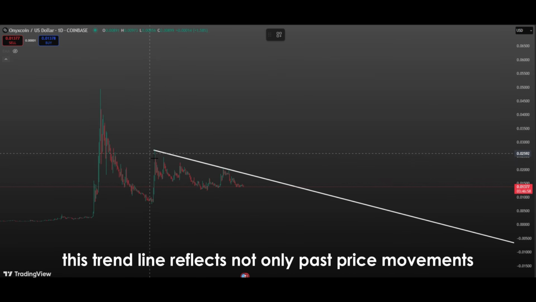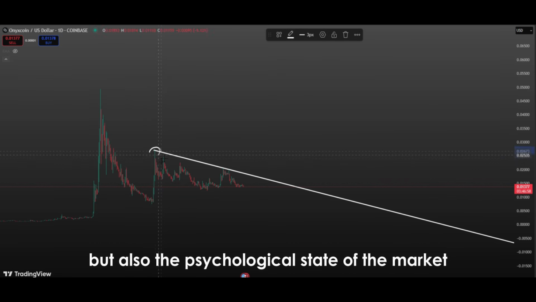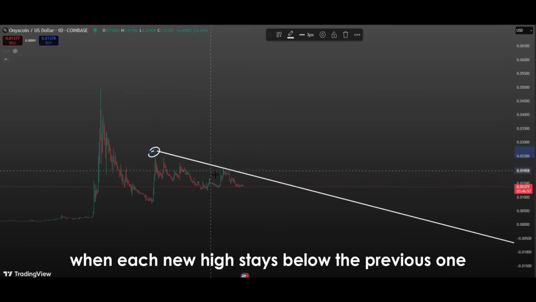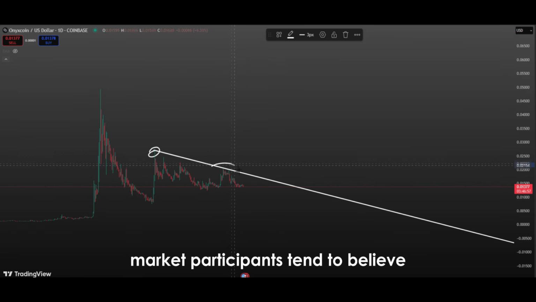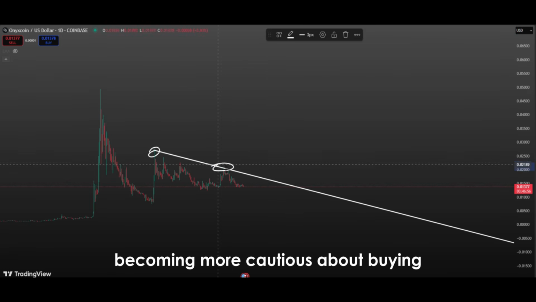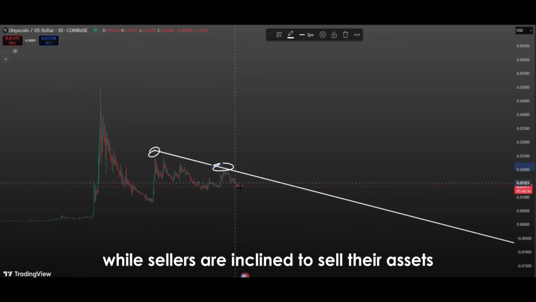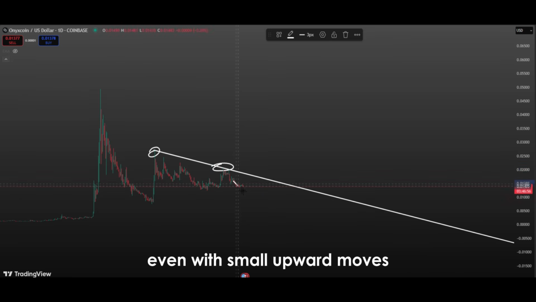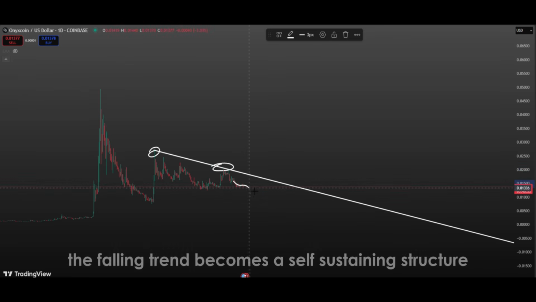However, this trend line reflects not only past price movements, but also the psychological state of the market. When each new high stays below the previous one, market participants tend to believe that this movement will continue, becoming more cautious about buying, while sellers are inclined to sell their assets even with small upward moves. Thus, the falling trend becomes a self-sustaining structure.